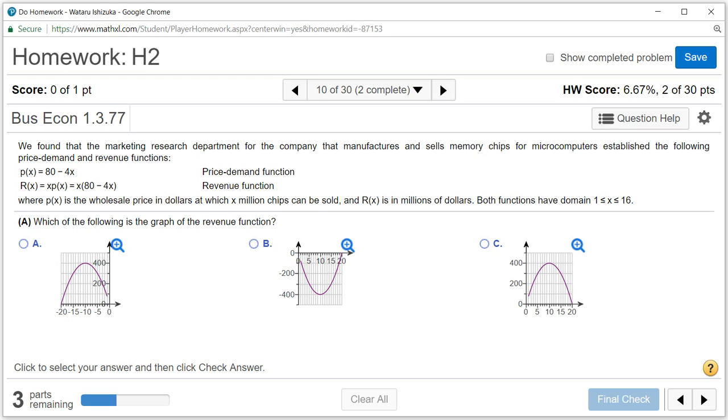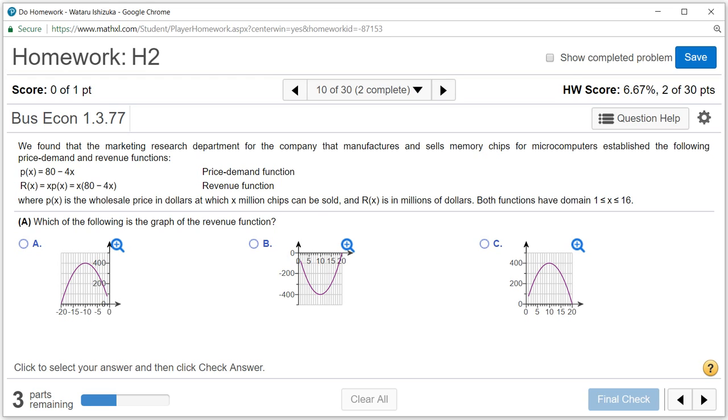Another thing we want to look for is the x-intercept. The x-intercept of this revenue function is where we set this equal to 0. So when x equals 0, it has to hit the x-axis. And also, if you set 80 minus 4x equals 0, it's going to be 80 divided by 4, so 20. So it has to hit at 0 and 20.